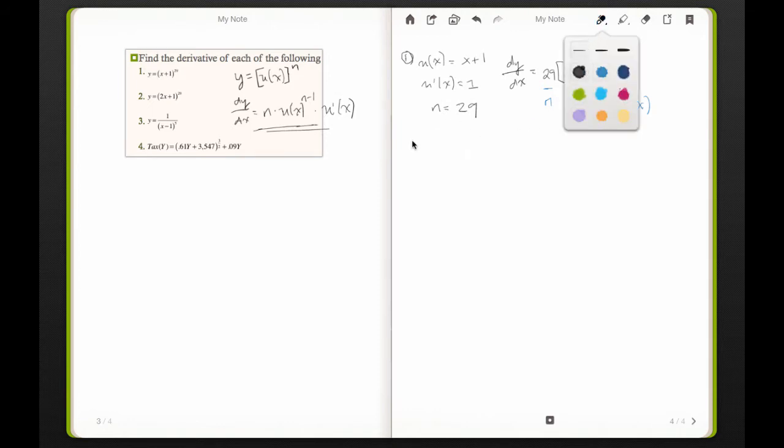Let's move on to the second one. We're told y is equal to 2x plus 1 to the 29th. So this one's slightly different. Let's write everything out. What's our inner function? Our inner function is 2x plus 1 this time.